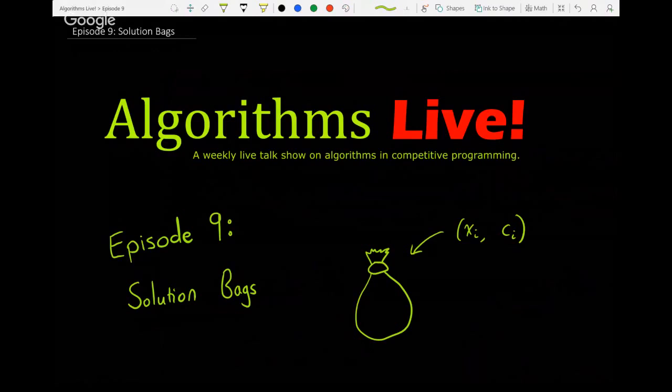So the reason I'm doing this episode first is this is also how I think about convex hull optimization. I view it from this lens of solution bags. A lot of times I'll be analyzing a problem using this technique, and then a branch off that analysis is convex hull optimization. I don't look at a problem and know that that's going to be relevant. I start with this kind of analysis first, and then if it makes sense to do convex hull optimization, I do it that way.